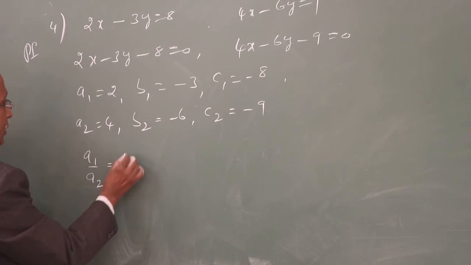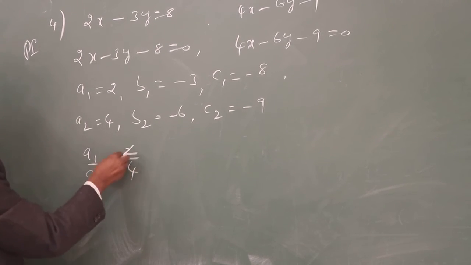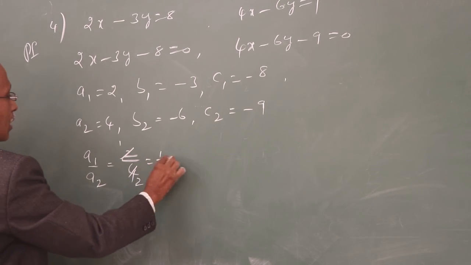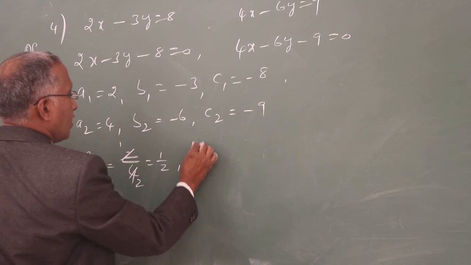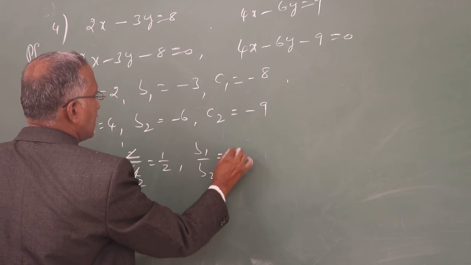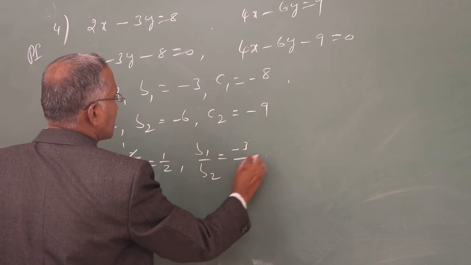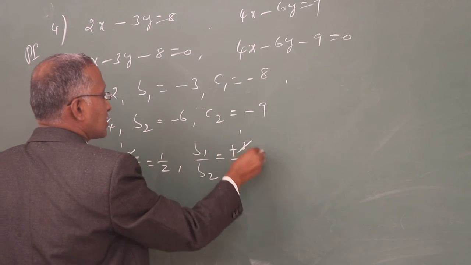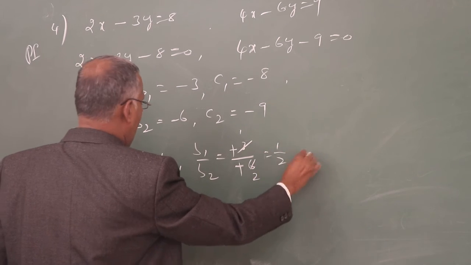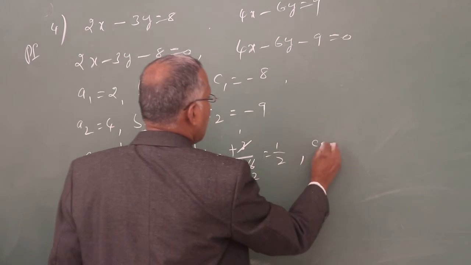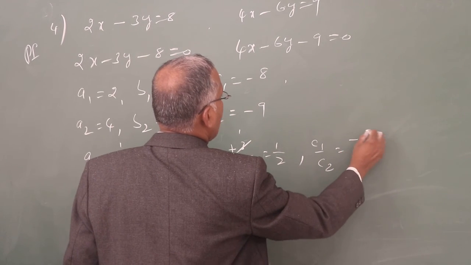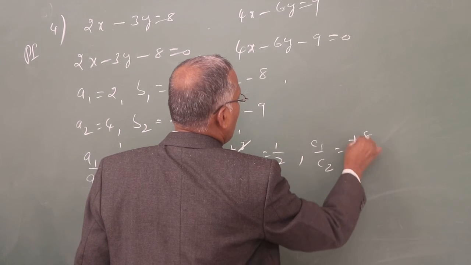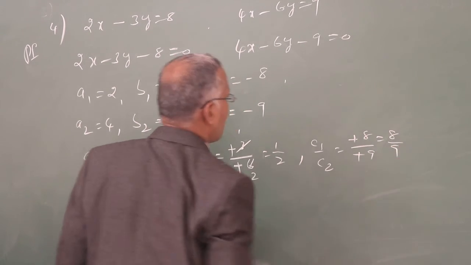A1 by A2 is equal to 2 by 4, if I simplify, 2 ones are 2, 2 twos are 4, so 1 by 2. Then B1 by B2 is equal to minus 3 by minus 6. Minus gets simplified. 3 ones are 3, 3 twos are 6. This is also 1 by 2. Now C1 by C2 is equal to minus 8 by minus 9. Minus gets simplified, 8 by 9.